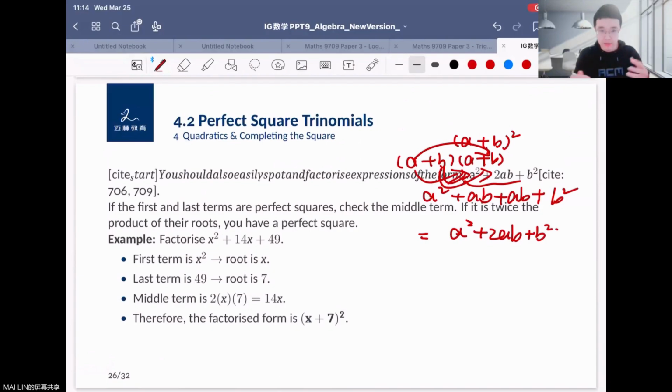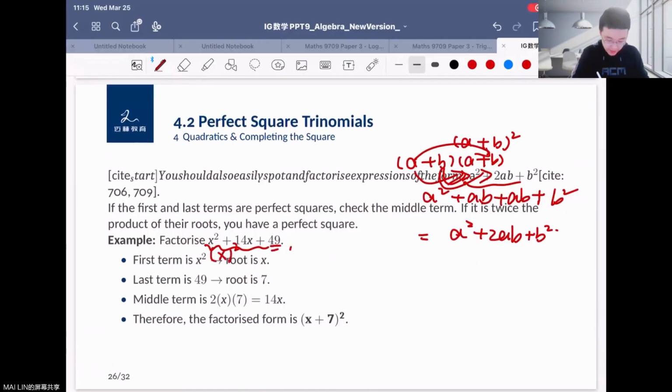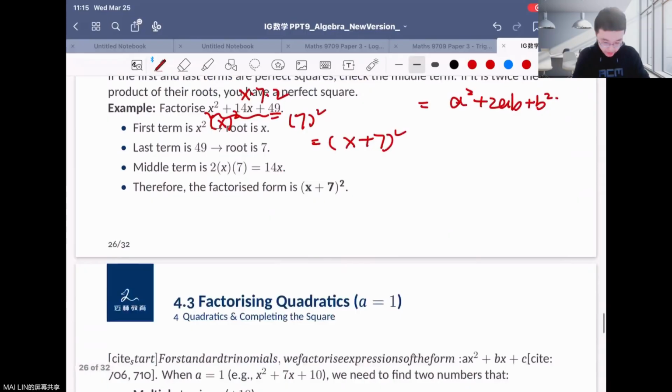So here's an example: factorizing x squared plus 14x plus 49. The first term is x squared, the last term is 49. x squared can be written as x squared, and 49 can be written as 7 squared. And 14x equals x times 7 times 2. So the equation is x squared plus 14x plus 49, and you can use the formula a squared plus 2ab plus b squared. So we can write it as x plus 7 squared. That is a perfect square trinomial, okay?